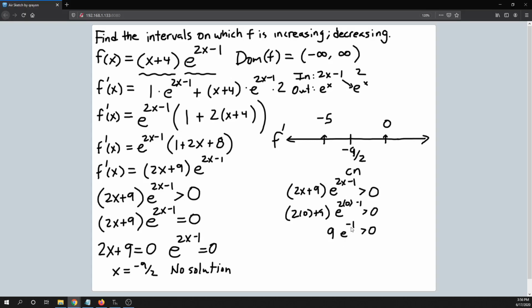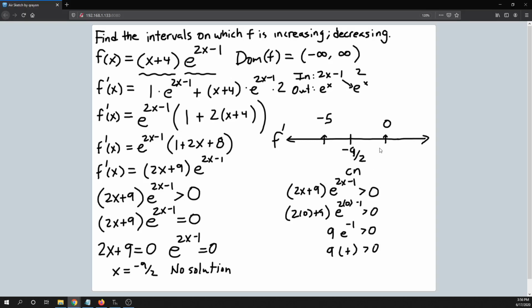But I do know that this is true. Remember, I said e to any number will come out to be a positive, right? So this is 9 times some positive number right here. Well, I know that 9 times a positive number is positive, right? And so therefore, this number, whatever it comes out to be, is greater than 0. All right? So this is a true statement. That means that 0 is a solution to this inequality.